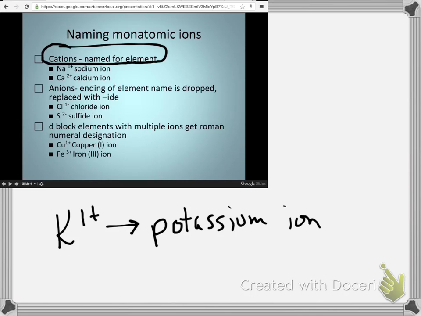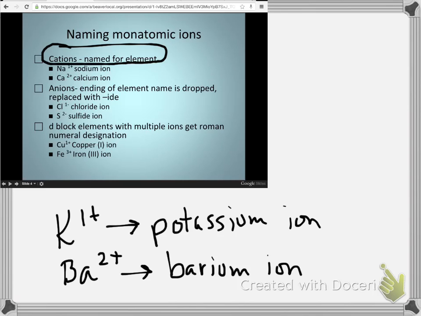If I had the barium ion, whoops, okay, well I blew that one. Okay, Ba2+, what's it called? Barium ion, yeah. So for the cations where the element only makes one ion, it's very easy to name them.